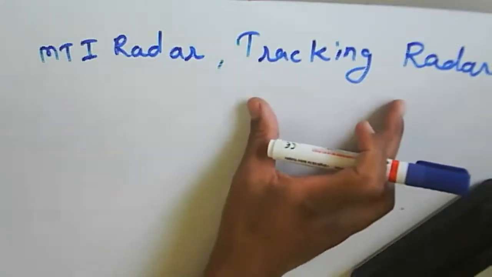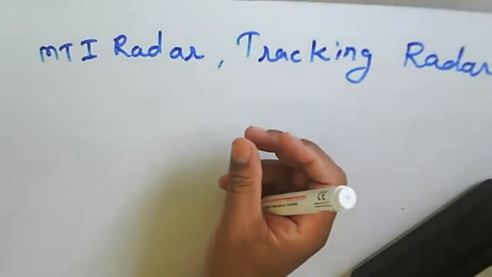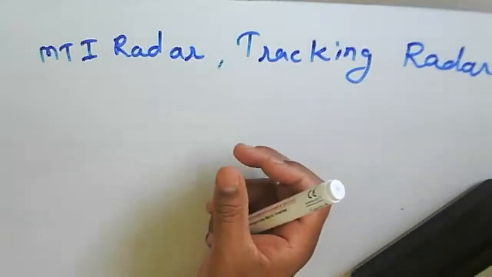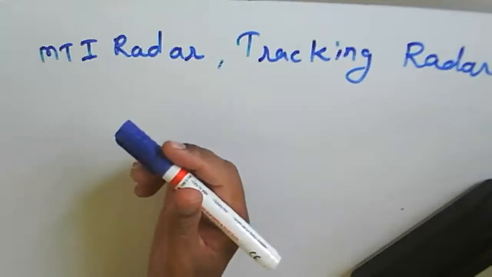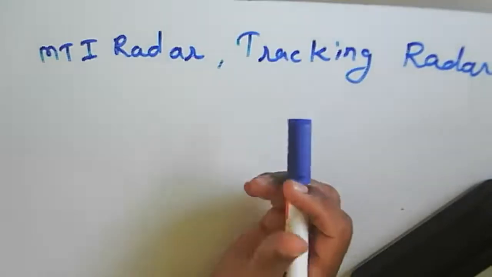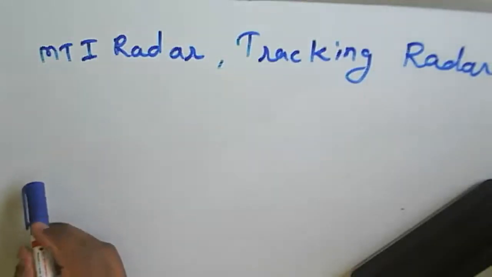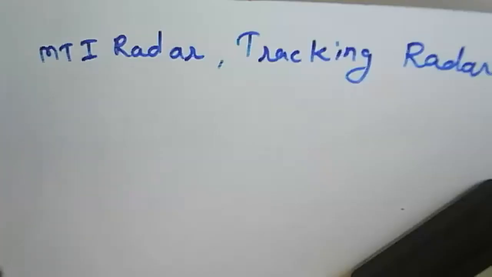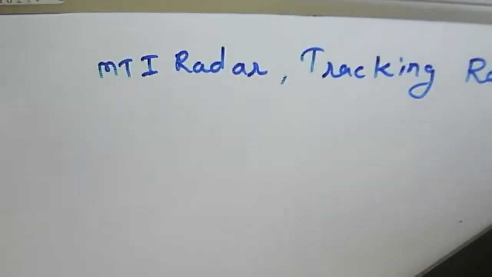And in a tracking radar, we need to find a target and its location in terms of angle or range. Angle is nothing but what? Elevation angle and azimuth angle, and range is in terms of kilometers or miles. So we see a numerical on this particular topic right now.